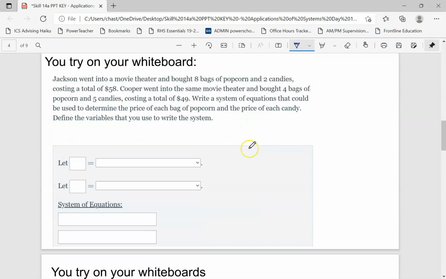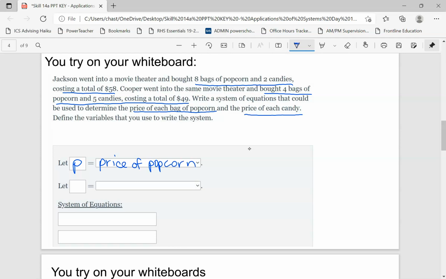So now I want you to try one like this on your whiteboard. It says Jackson went into a movie theater and bought 8 bags of popcorn and 2 candies, costing a total of $58. Cooper went to the same movie theater and bought 4 bags of popcorn and 5 candies, costing a total of $49. So we're going to write a system of equations that can be used to determine the price of each bag of popcorn and the price of each candy. So I'm going to let P represent the price of popcorn. And we're going to let C represent the price of candy.